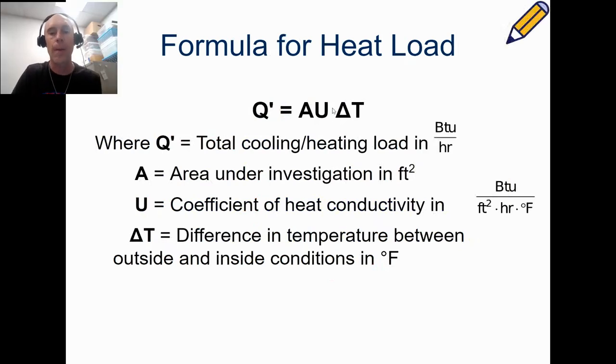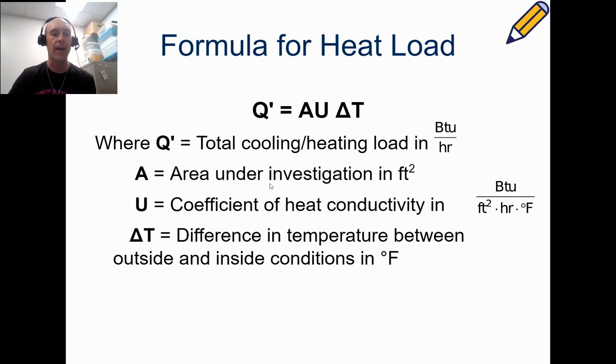In order to calculate how much heat in BTU per hour we need, this is your equation. So you're going to write this down also. Q, or Q prime, they call it Q prime, equals A times U times delta T. We talked about U in the last slide. That is a coefficient of heat conductivity. It's also 1 over R.